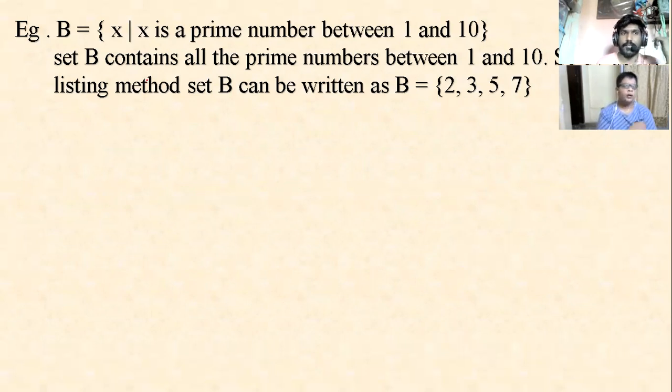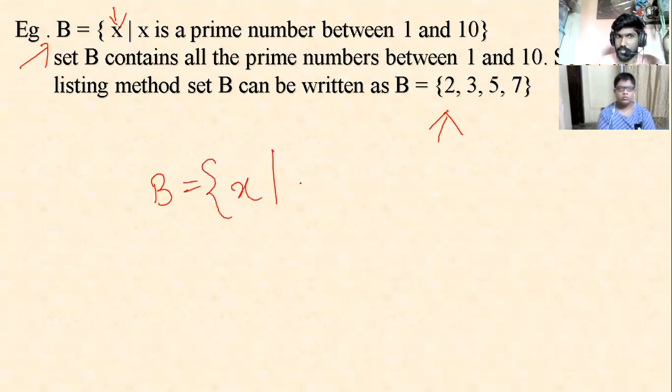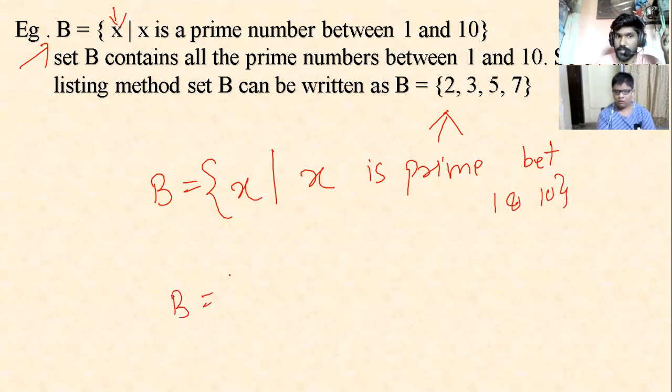Okay, look at this. How will you read this? The set B is the set of x such that x is a prime number between 1 and 10. The answer is already written, but we'll still do it. So x such that x is a prime number between 1 and 10. If you list all of the x, what are all the prime numbers between 1 and 10?